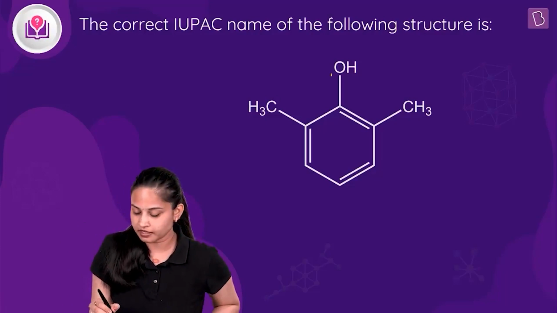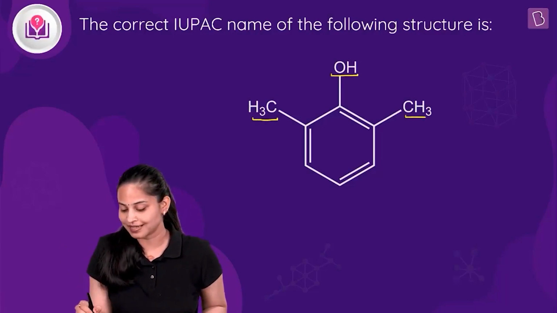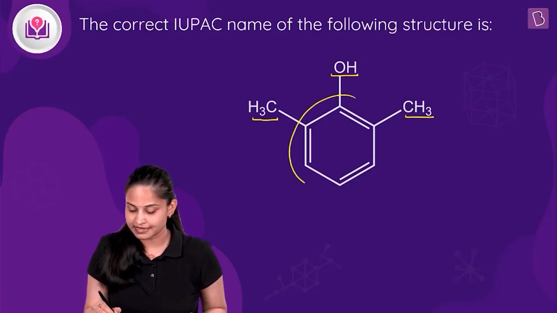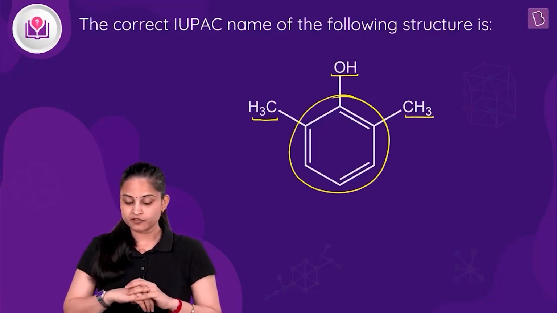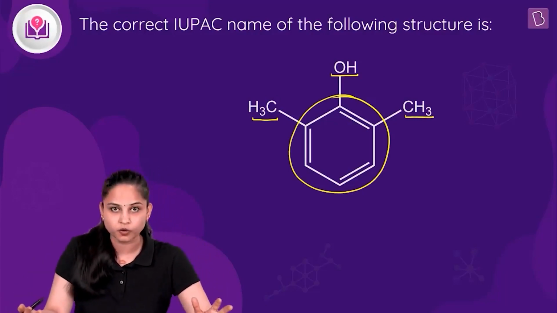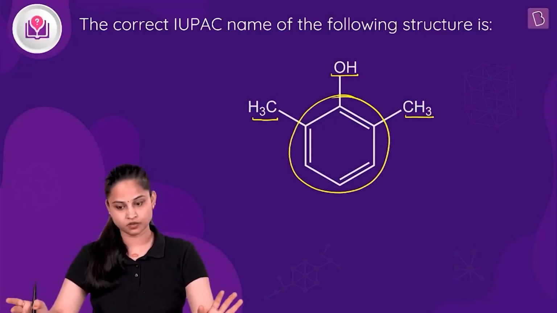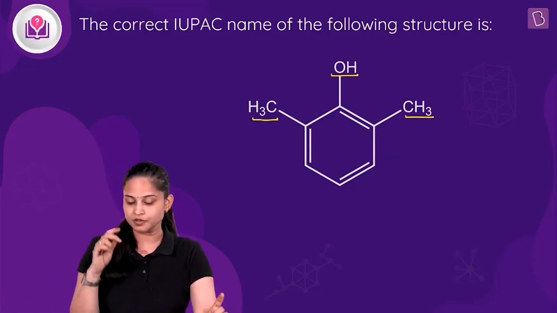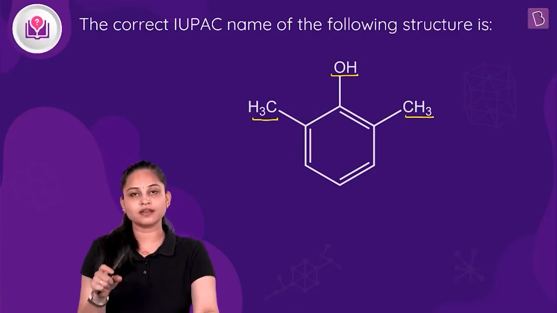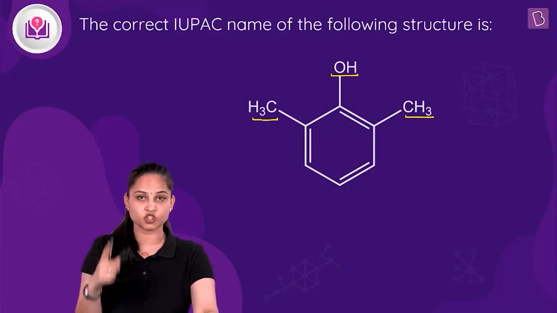Over here, we are given a functional group OH, and there are two substituents attached to this benzene ring. Now, the OH group is a functional group. It's been given priority over the substituents, the methyl substituents. Moreover, in this particular question, the benzene ring is considered to be the parent chain.